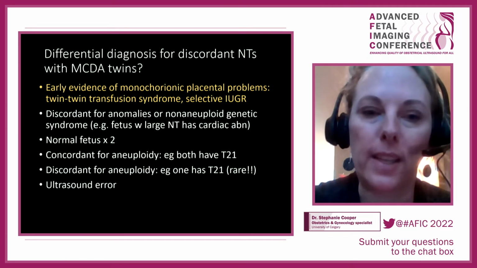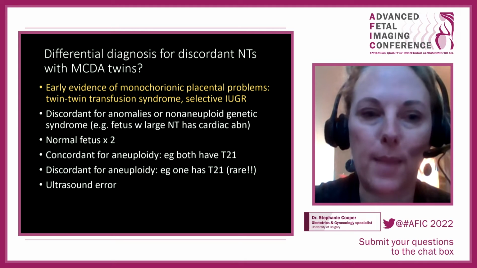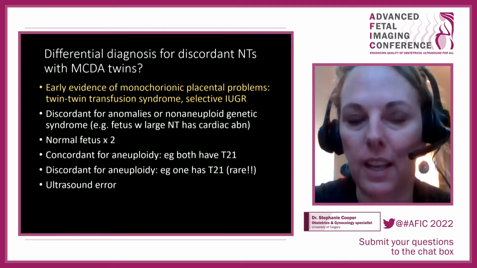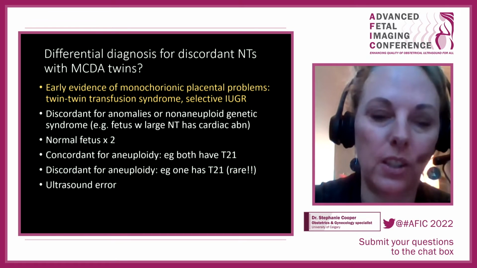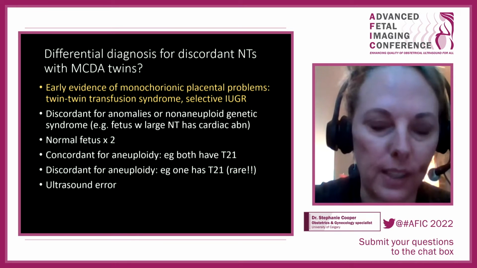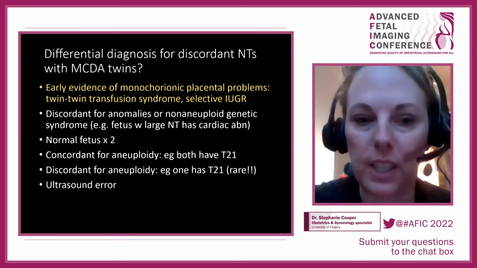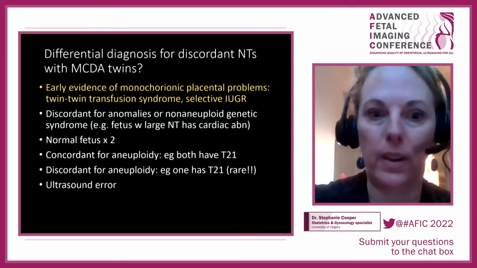In addition, you may see it when there is discordance for anomalies. So one baby may have a congenital cardiac condition, for example, or it could just be that you have both normal fetuses and there's measurement issues. You could have a situation where both babies have aneuploidy, or only one baby does, which would be very, very rare.